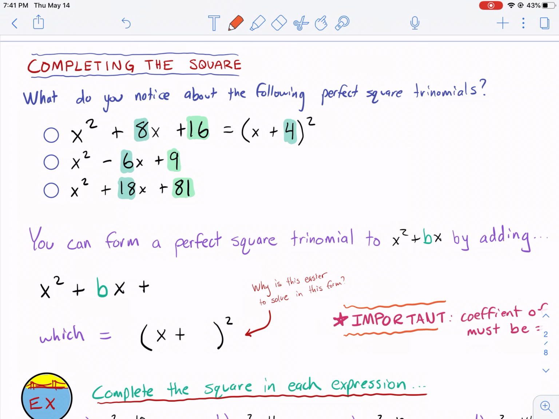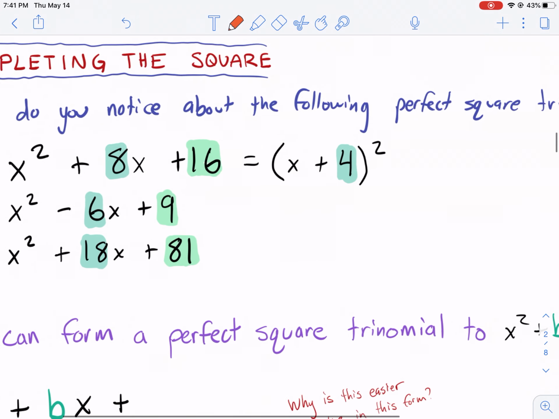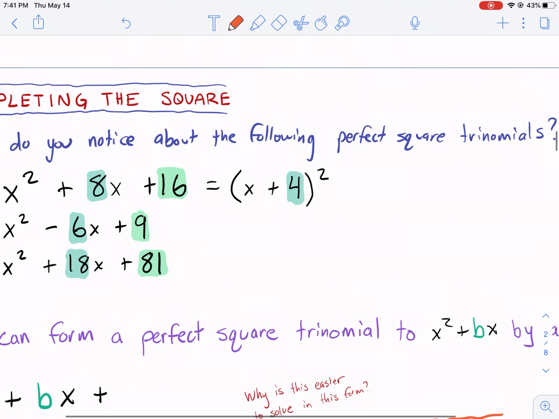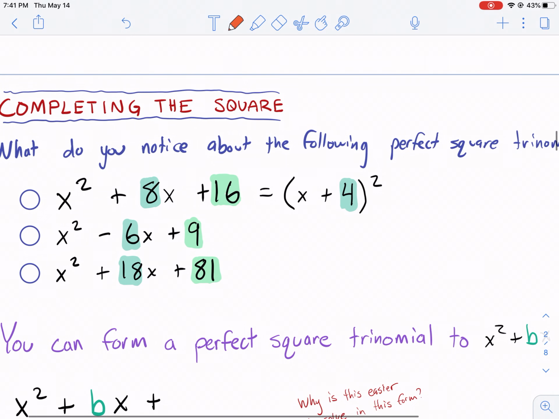The first prompt is asking, what do you notice about the following perfect square trinomials? Each one of these is a perfect square trinomial, and let's see why. The first one is x squared plus 8x plus 16. That is equal to the quantity x plus 4 squared.